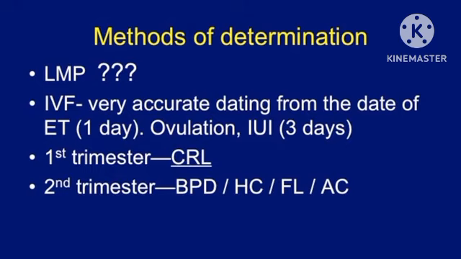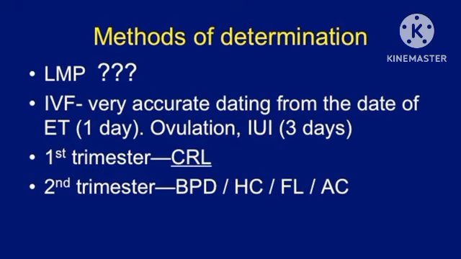If it is the IVF pregnancy, it is a very accurate dating from that date of embryo transfer. It is in plus minus 1 day range. If the date of ovulation is known, as in follicle studies, or IUI is known, then it is in plus minus 3 days range. In the first trimester, CRL is the measurement which is used to determine the gestational age, and in the second trimester it is different parameters like BPD, HC, FL and AC which are used for determination of gestational age.